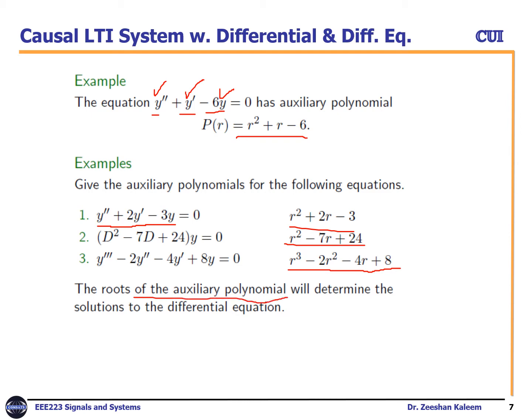So the roots of the auxiliary polynomial will determine the solution of the differential equation. After finding these roots, you can put them into the equation like y equals c1 e^(r1x), so after finding these roots you will put r here, plus c2 e^(r2x). So whenever you have r1 and r2 available, it means the roots are available, so you can find the exact solution of the differential equation.